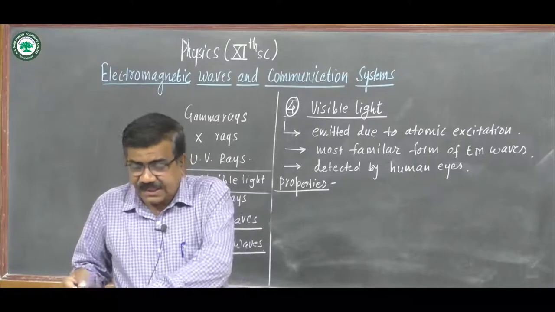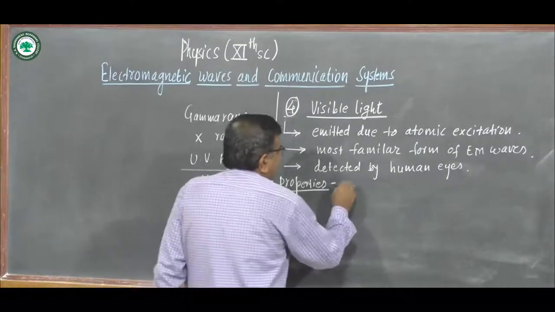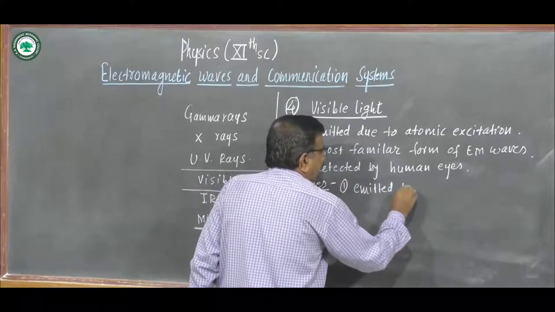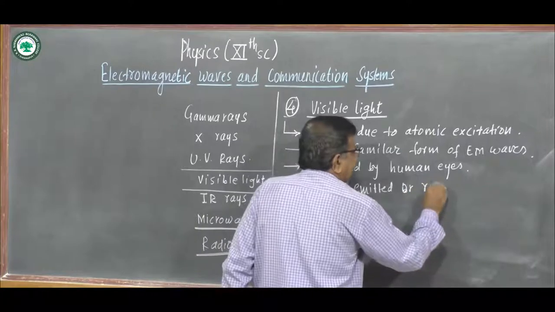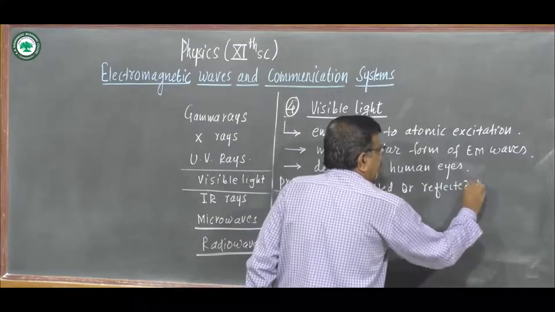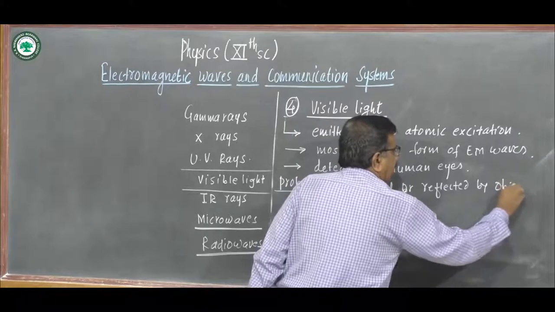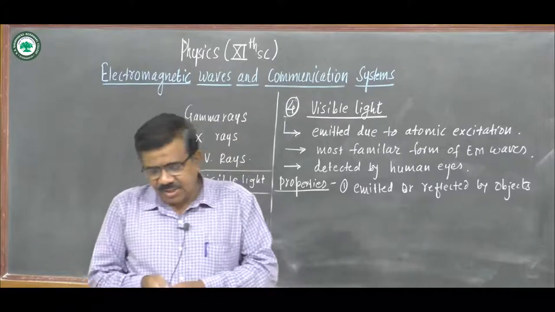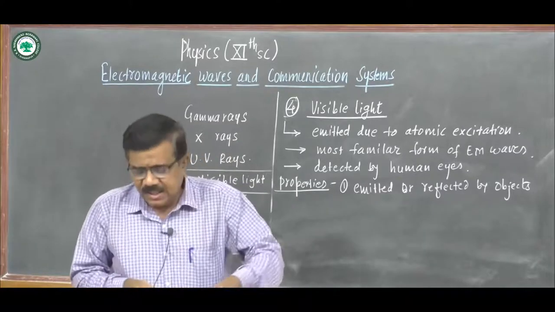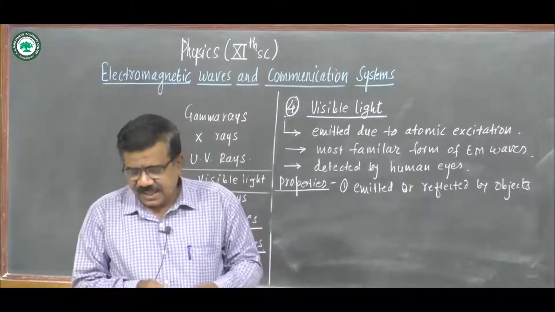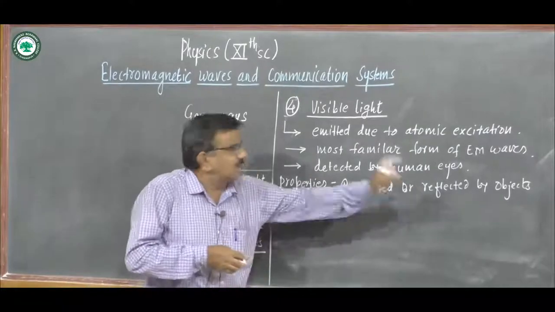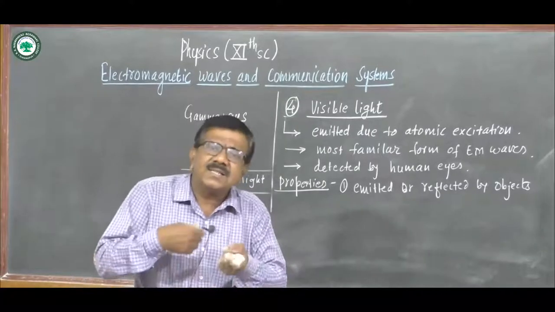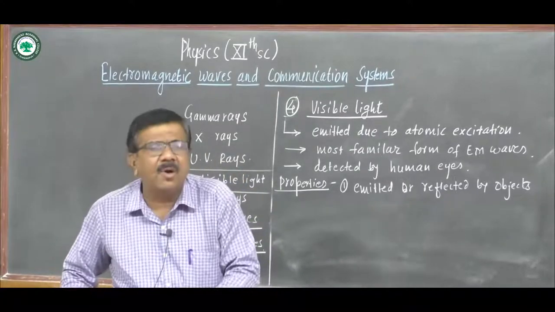This light is emitted or reflected by the objects. Main properties: visible light is emitted or reflected by the objects around us and provides us information about those objects and hence about the surroundings.